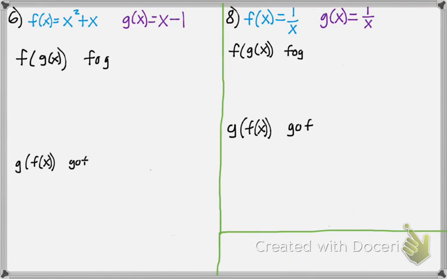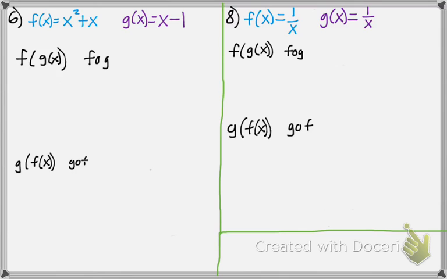Questions 6 and 8 are composition functions. So it's f composed with g and g composed with f. These are also called fog and gof. If you've ever heard those terms, then that's what this is talking about. Mathematically, this is going to be kind of similar to the previous questions in this section.